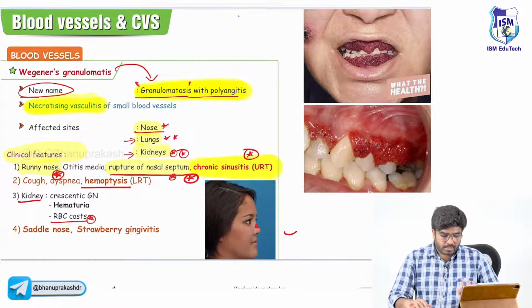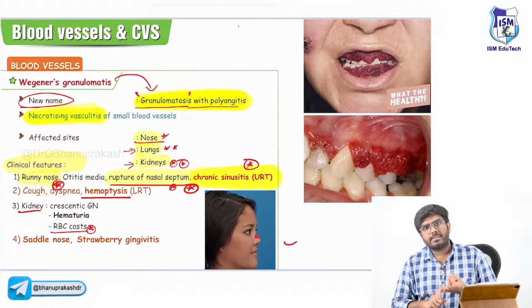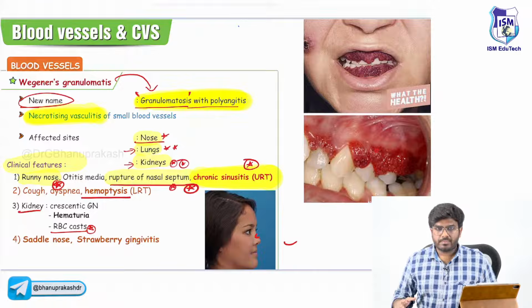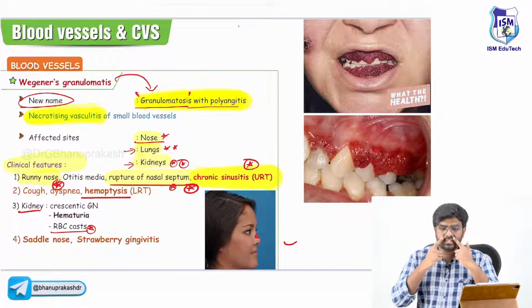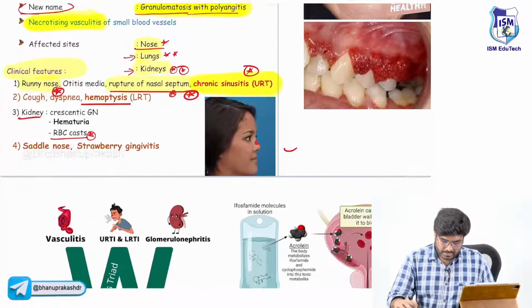Done. So in Wegener's granulomatosis: necrotizing vasculitis, granulomatous vasculitis, small vessel vasculitis, nose, lungs, kidney involvement, hemoptysis with hematuria, saddle nose deformity will be seen, as well as strawberry gingivitis.